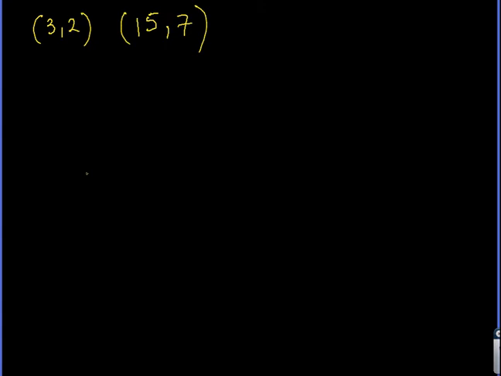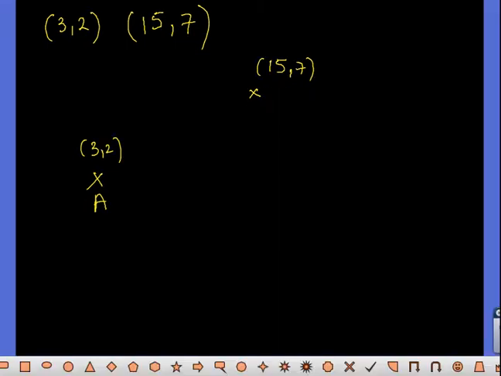So 3, 2, just draw a random point like that and label it A. That's your point 3, 2. And the other one is 15, 7. So 15, 7 would be somewhere along here, and then 7 is going to be somewhere about there. It doesn't have to be accurate, you just join it to see where the 2 points are. If you join the two points together, it makes a straight line.